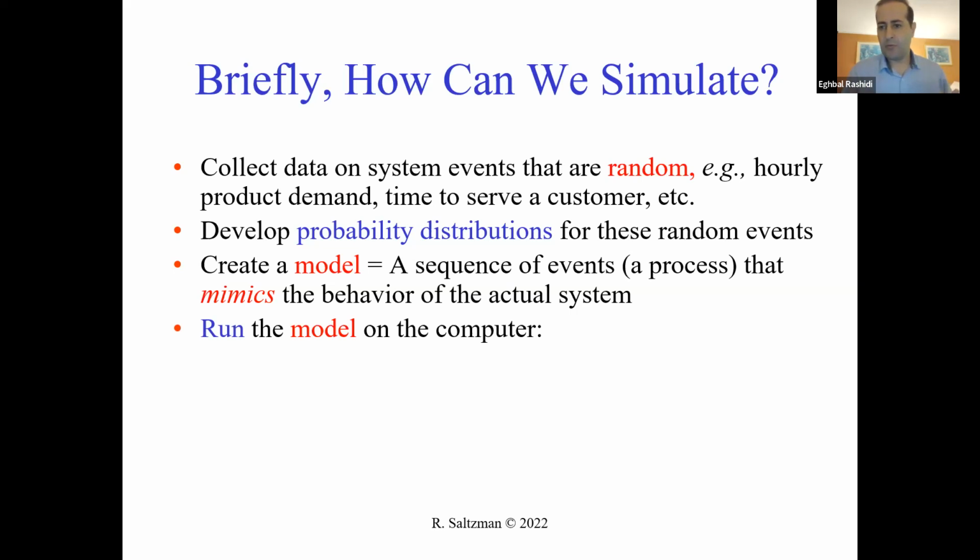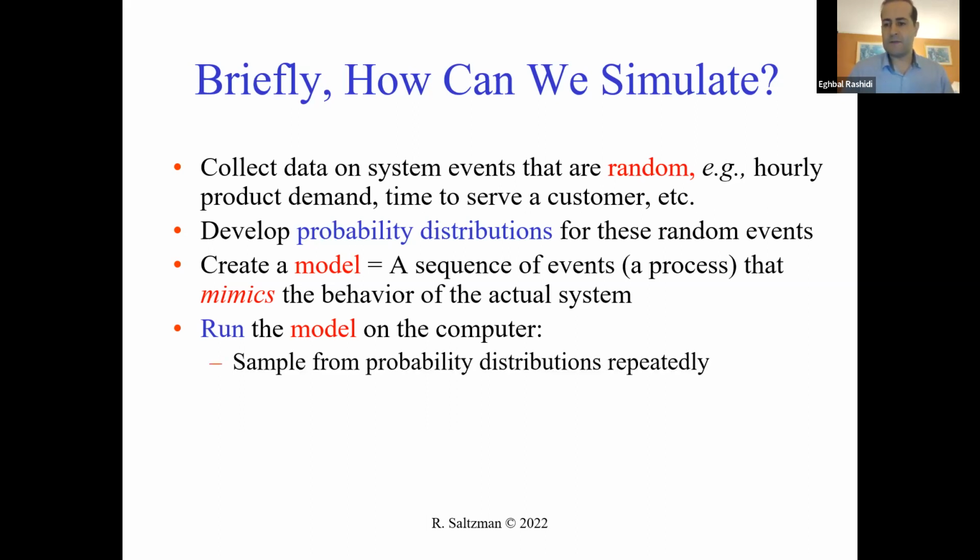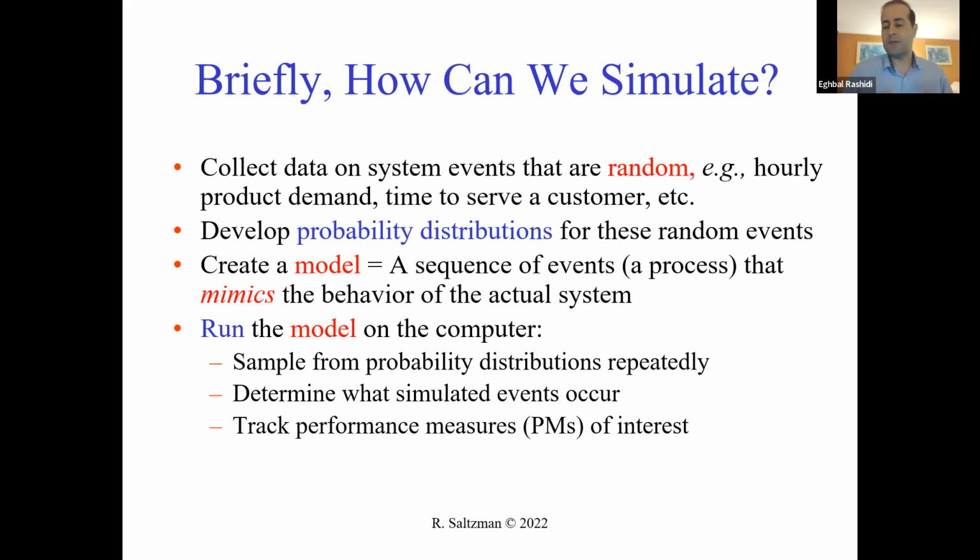And then we're going to run the model with the random data that we have generated or gathered, and then we use probability and statistics to come up with analysis to measure the system output or to get an understanding of the system. For example, determine what simulated events occur, track the performance measures, whatever they are: average, standard deviation, variation, mode, whatever else. And run the model for a sufficiently long time, again, because we are working with a sample of data.